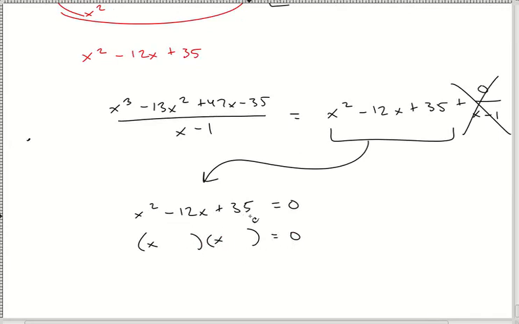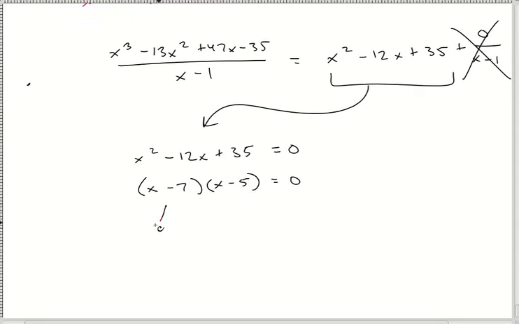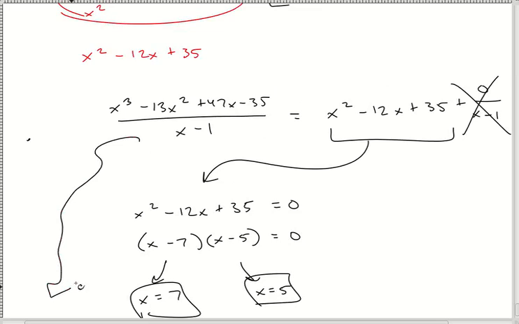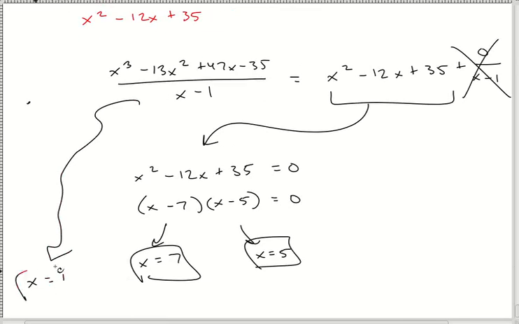What two numbers multiply to make 35 and add up to 12? 7 and 5. So I got a negative 7 and a negative 5. And so you can see that I solve for x. x equals 7. x equals 5. And guess what? Those are answers. As well as x equals 1, which they had given me.